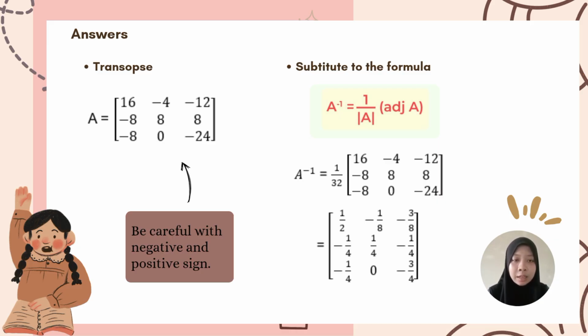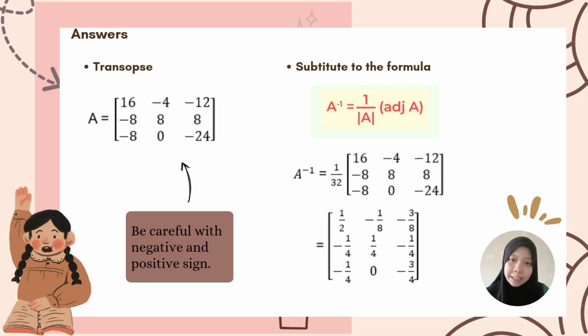Once we have the adjoint, we substitute everything into the formula. I already gave it in the yellow box. By dividing every element in our transpose matrix by our determinant, which was 32, we arrive at the final inverse matrix shown at the bottom. This completes the process of finding the inverse of matrix A. That's all for me. Thank you.